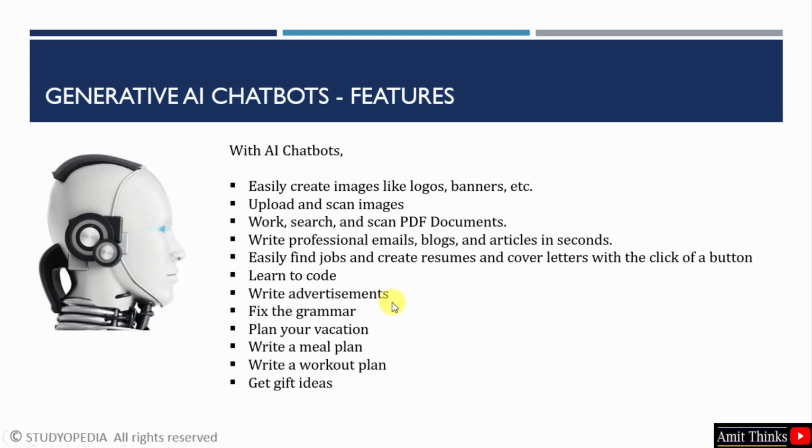You can generate product timelines, fix the grammar, proofread your content completely, plan your vacations, and generate hotel recommendations completely. You can write a meal plan, a fitness plan based on your recommendation. Let's say if someone wants a fitness plan without using gym equipment, an exercise plan, your chatbot can also do it for you. With that, you can also get gift ideas.